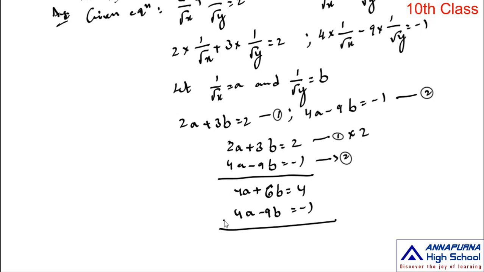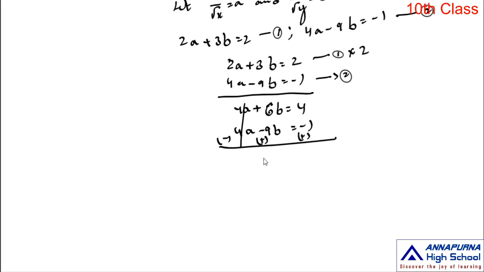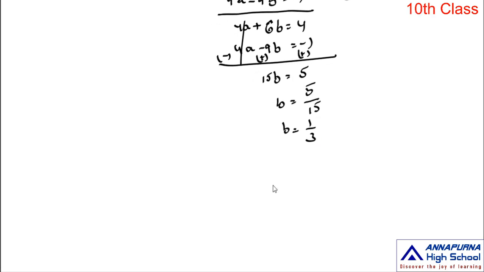Subtract the second equation from the first equation. Change the signs. Plus 4a minus 4a cancel. Plus 6b plus 9b, 15b is equal to 5. So b is equal to 5 by 15. b is equal to 1 by 3. Now substitute this b value either in equation 1 or equation 2.